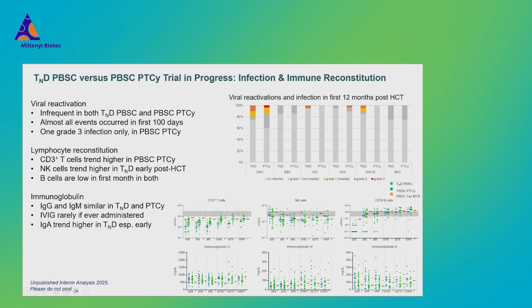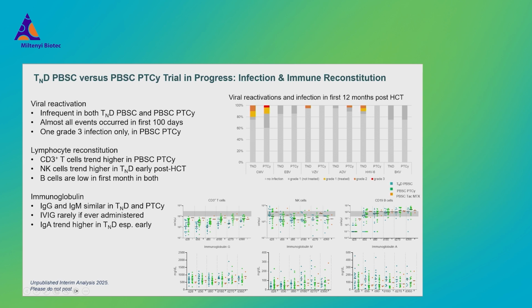I also want to point out that the lymphocyte reconstitution is encouraging in both arms of the randomized trial. If you look at this sort of right-hand middle set of graphs, we're showing the naive depleted recipients in teal, the PT-Cy recipients in lime green, and some T-replete controls in orange. And what we see is that early post-transplant, the CD3 T cells tend to be a little higher in the PT-Cy group, whereas the NK cells are higher in the naive depleted group. The B cells are low in the first 1 month in both naive depletion and PT-Cy and recover by the second month.